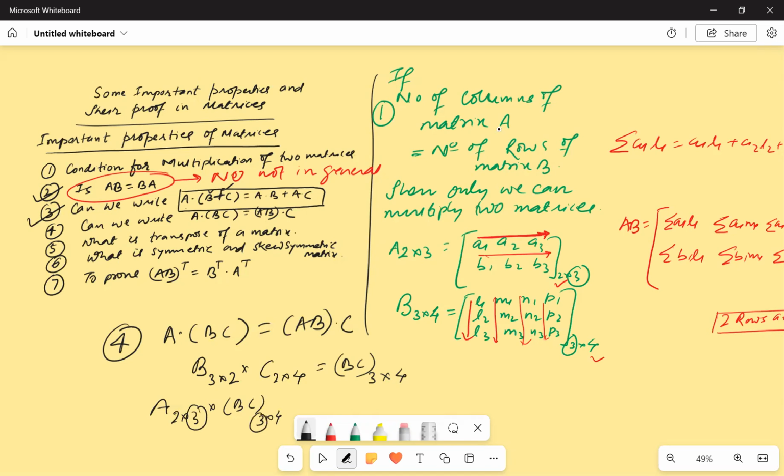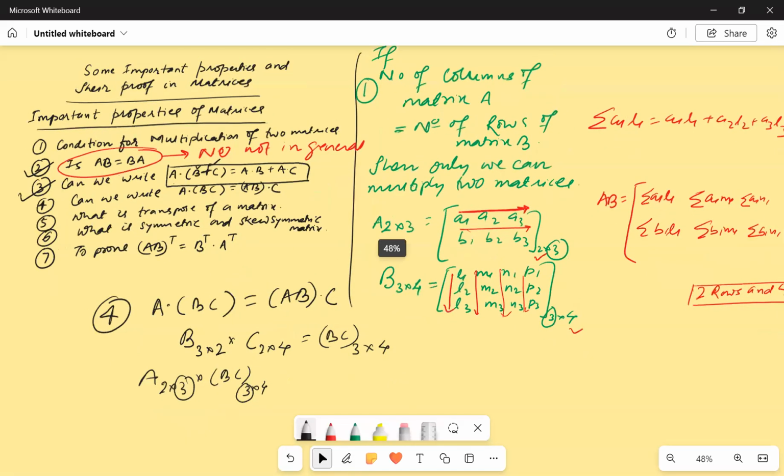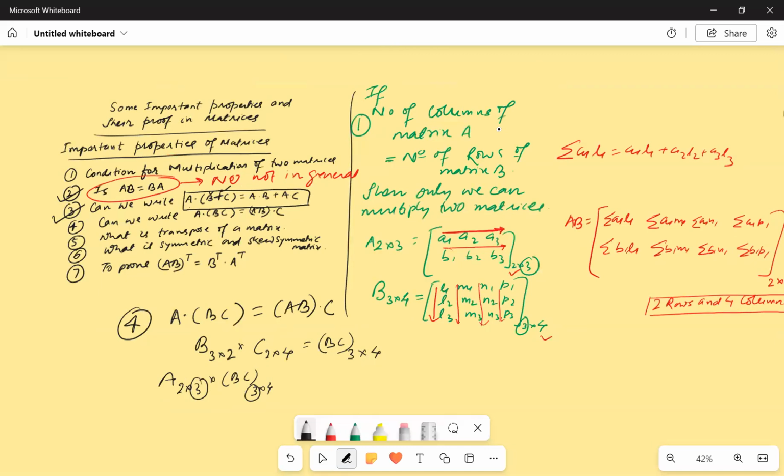Now you can see A and B are matching, because ultimately the number of rows of BC will come from the number of rows of B. So you can keep A and B together. So here this is possible. Also A into B is possible.